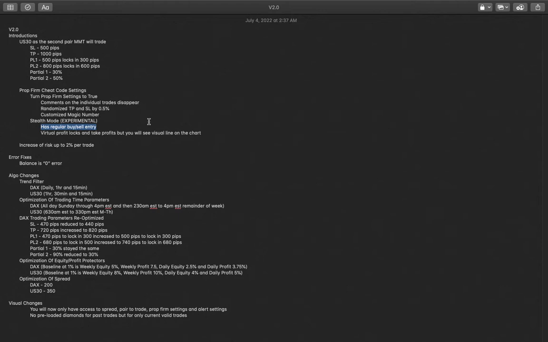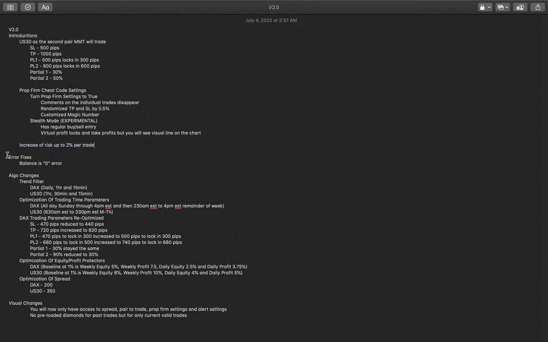So there's another way to keep you under the radar with these brokers if you are utilizing a funded account. All right. And then last but not least, because of the results, and I'll show you those, we've allowed for the risk to actually increase up to 2% per trade. And we'll show you some of those results.